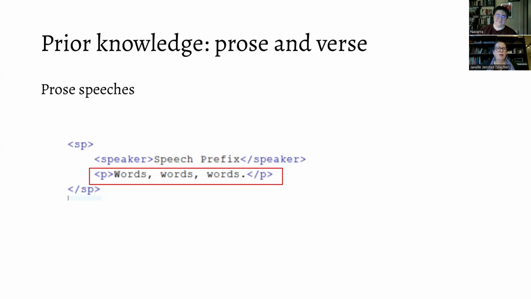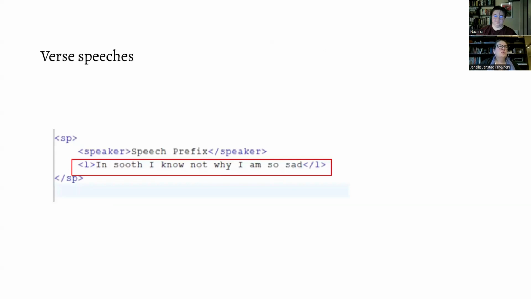So I've taken away the XML IDs, the who attributes here, but they would, of course, be present in a full modern text. Verse speeches work exactly the same way, except that every single line of verse gets wrapped in the L tags. L is for line in TEI XML. All right, so we'll see some examples in upcoming slides where there are multiple lines.